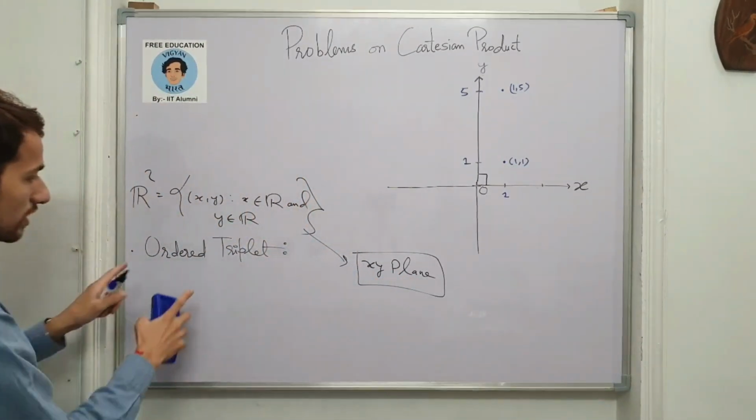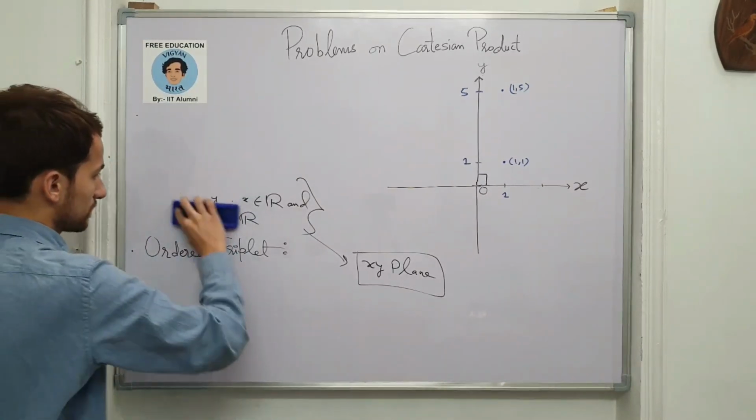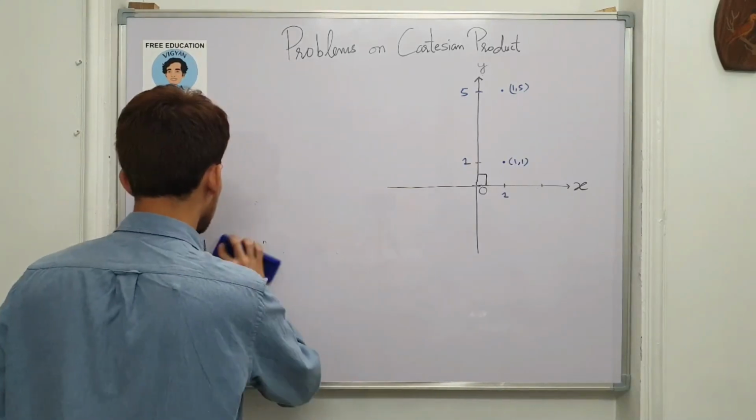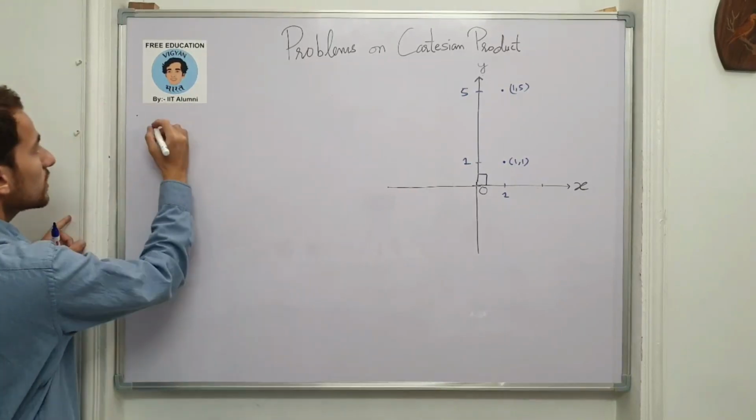Let's move forward with the next terminology which we have to understand, the ordered triplet. Let's define it above. Ordered triplet.